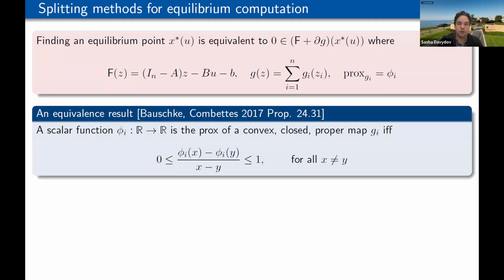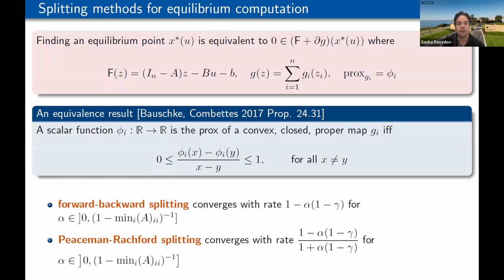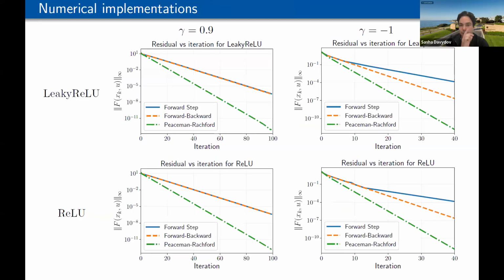But there's a really nice result from monotone operator theory, an equivalence result by Bauschke and Combettes, that says a scalar function phi_i is the proximal operator of some convex, closed, proper g_i if and only if this condition holds, which is exactly our slope-restricted condition, where maybe I let there be a D here. Still, I'm guaranteed that there exists some g_i for which the prox is equal to that nonlinearity. So finding the fixed point is exactly equivalent to finding the zero of this monotone splitting problem. From there, you can directly apply forward-backward splitting or Peaceman-Rachford splitting, find the ranges of step sizes, and get convergence rates that are at least no worse than the rates from the averaged iterations or the forward step method.